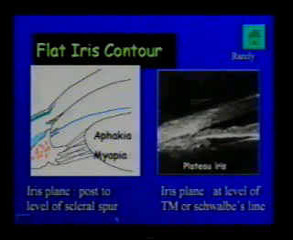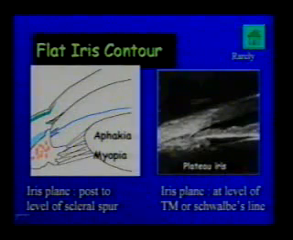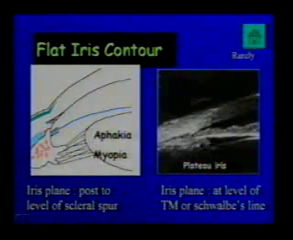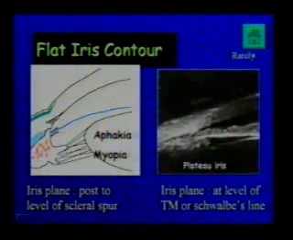The difference is the plane of the iris in cases of aphakia or myopia is posterior. It is posterior to the level of the scleral spur, while in cases of plateau iris, the plane of the iris is anterior. It is at the level of the trabecular meshwork or the Schwalbe's line.